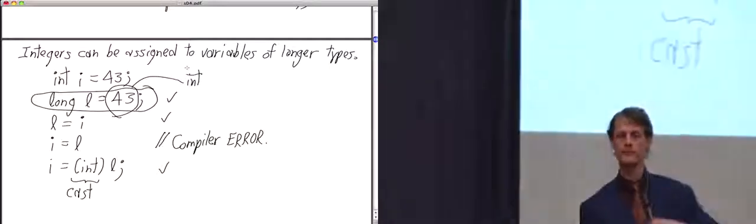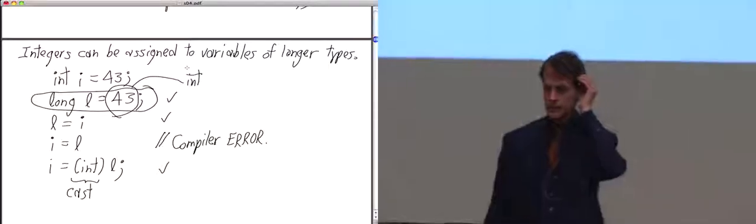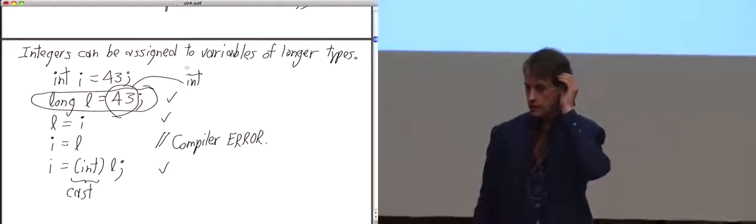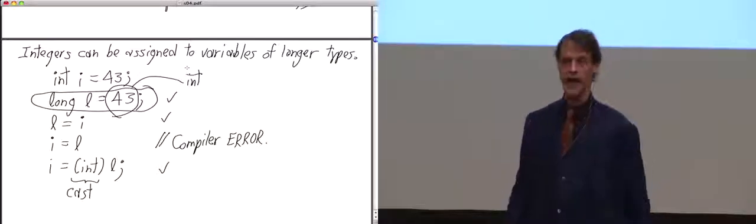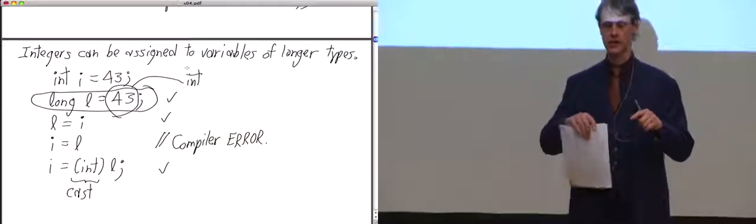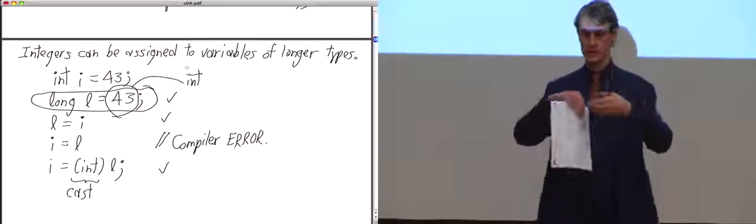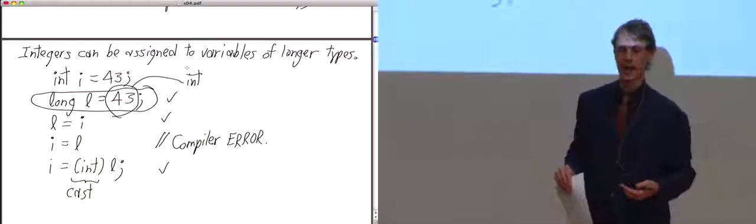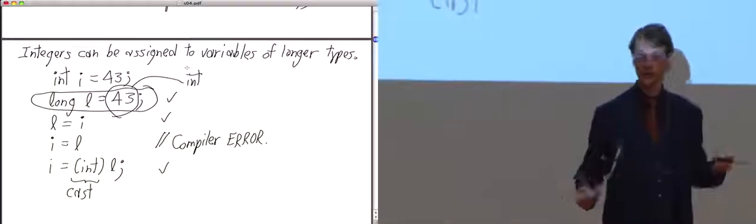You can compare L and I, yeah. If you compare two numbers of two different precisions, Java just promotes the smaller one so it's the same size as the bigger one, and then compares them as if they were the same type.